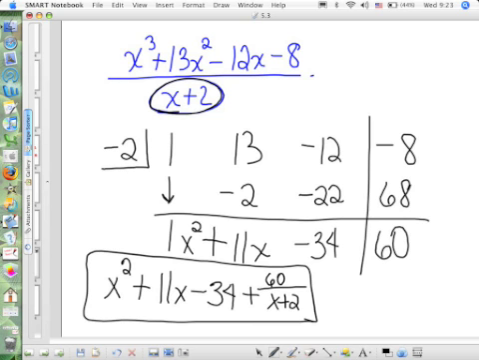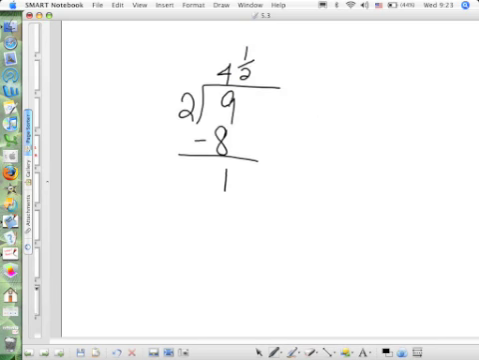Because 60 is being divided by the sum of x plus 2, not x individually and 2 individually. Okay. Does this make sense? Sort of, kind of? All right.